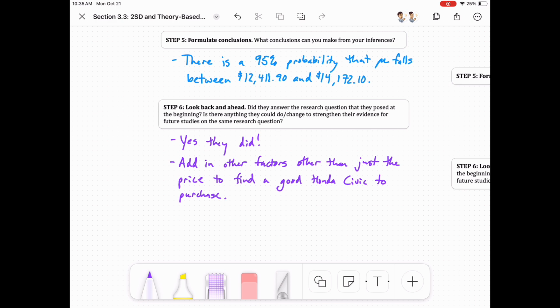Okay. Looking at step 6, it looks like you found what a reasonable range would be for a Honda Civic. On top of that, you could add other factors, other than just the price, to find a good Honda Civic. Obviously color, make, model, mileage, all those things go into account of buying a vehicle.